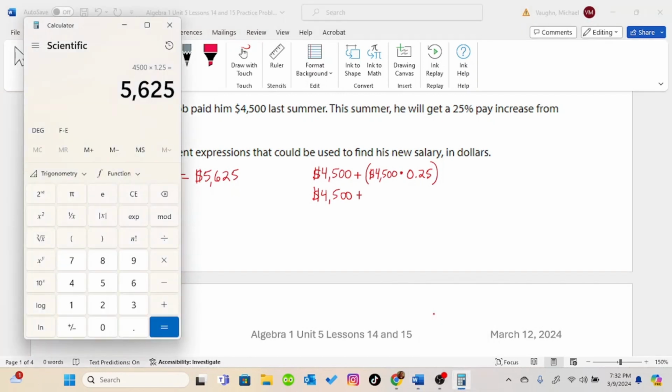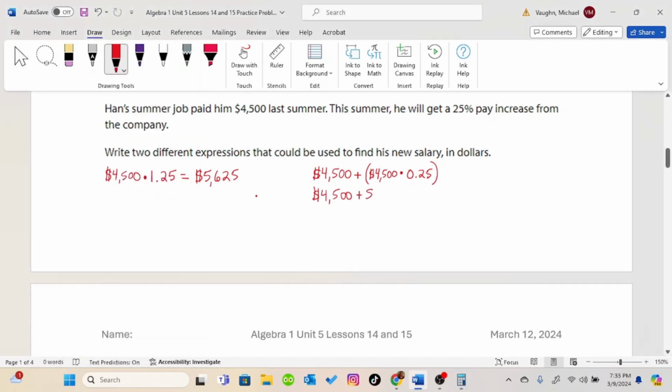In the calculator, we would say 4,500 times 0.25. That gives us $1,125. Now we add them together and we get $5,625, and we can see that they match.